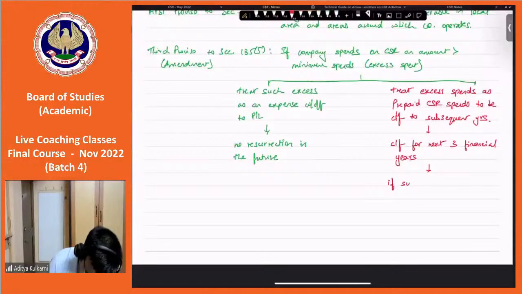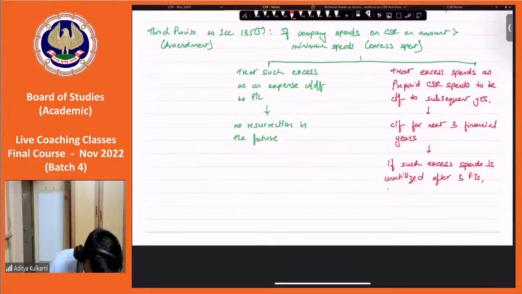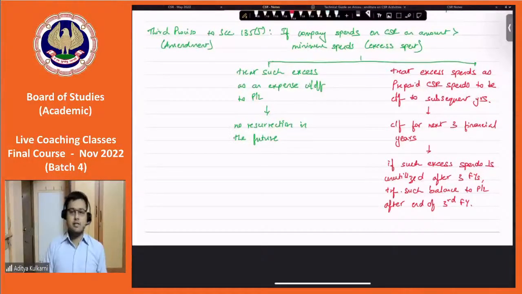If such excess spends is unutilized after 3 financial years, transfer such balance to P&L after end of 3rd financial year. 3rd financial year is not utilized, then write it off to P&L. Transfer such balance to the P&L. Okay.